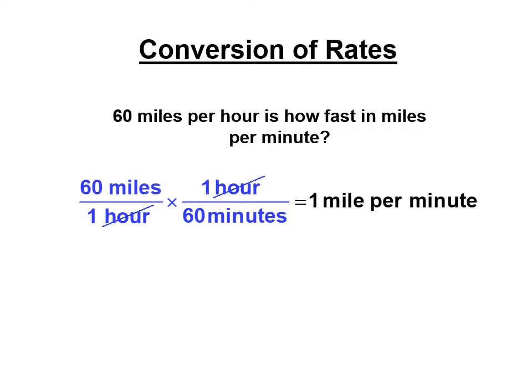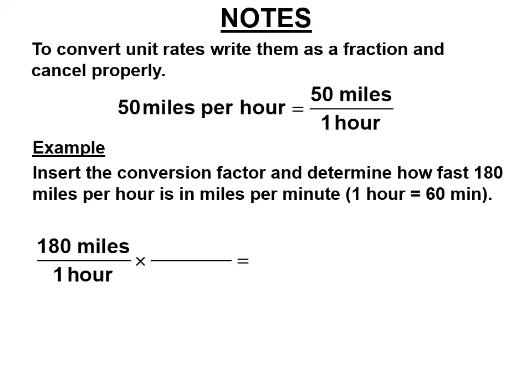Right, so they're showing the cancellation I just showed, that 60 miles per hour is equal to 1 mile per minute. Right, so you're going to have 2 units because it's a rate. Right, so insert the conversion factor and determine how fast 180 miles per hour is in miles per minute. So the 1 hour goes here now, so we can cancel that way. And the 60 minutes goes there.